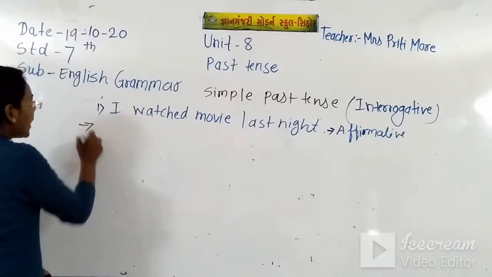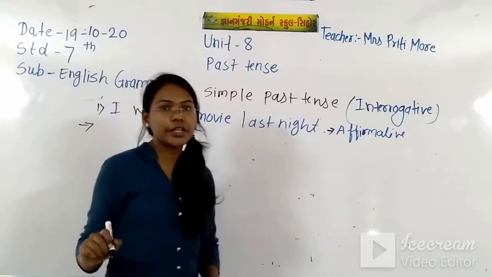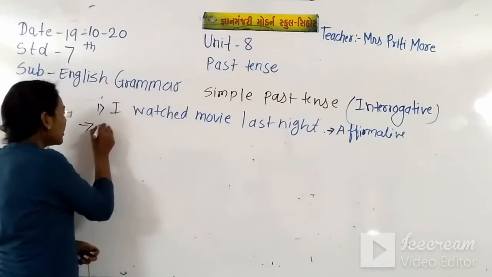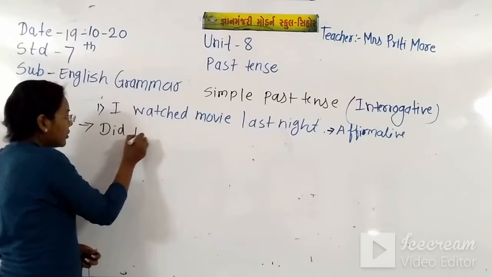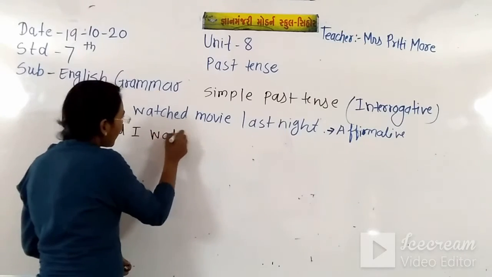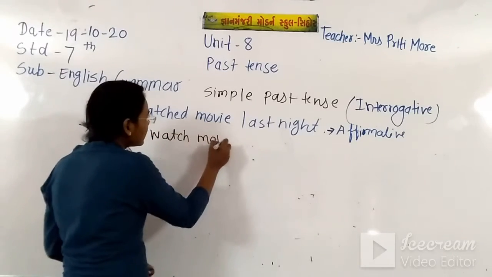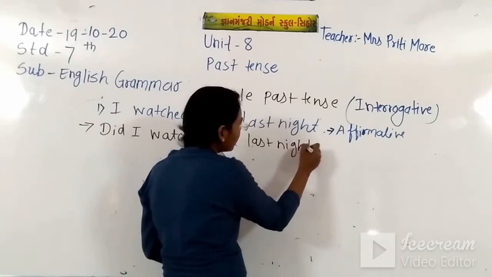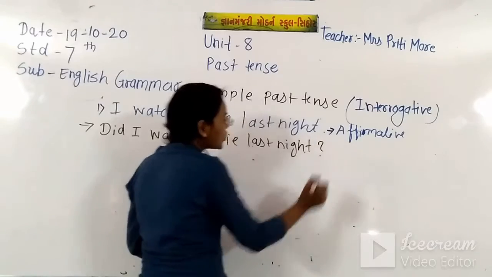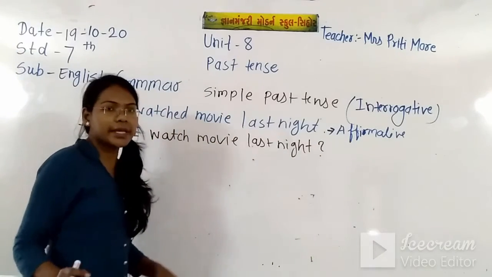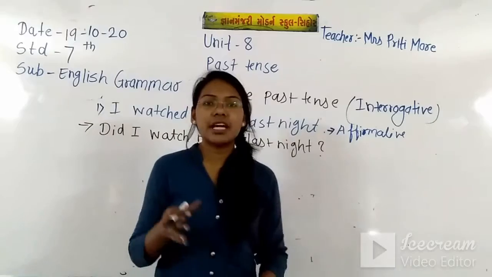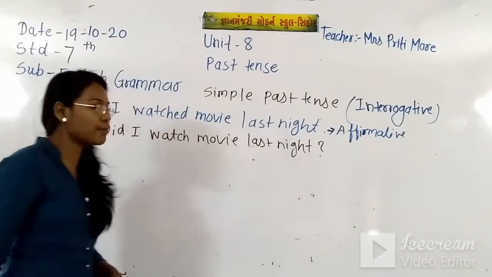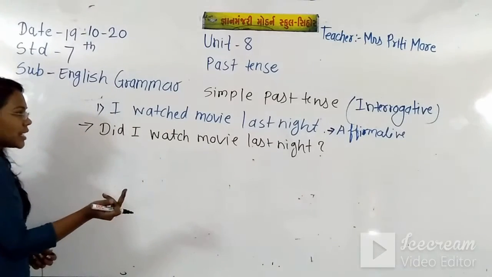So what do we have to use for making the interrogative? We have to use did. Did I watch movie last night? Question mark. If we are making the interrogative sentence, that means we are making the question. So at the end we have to add the question mark. Did I watch movie last night?